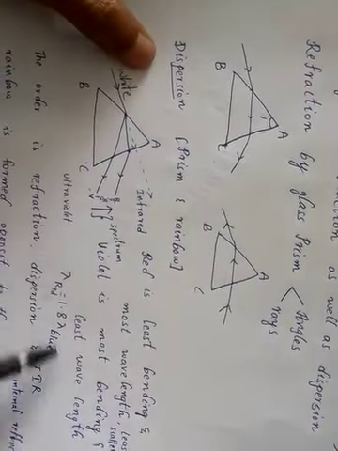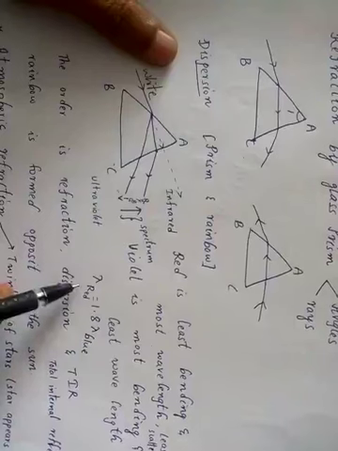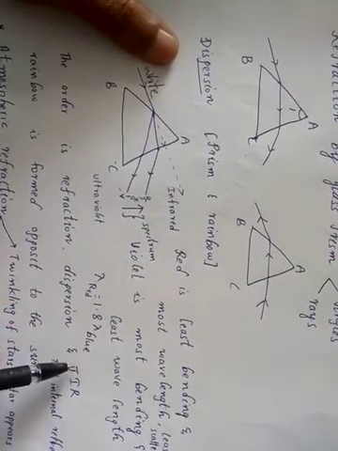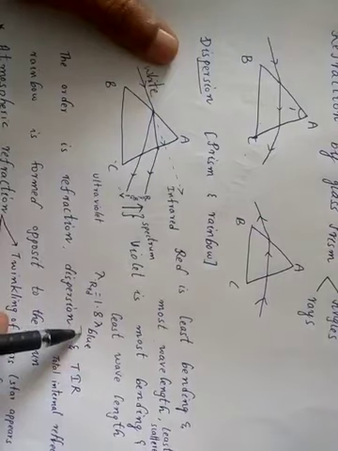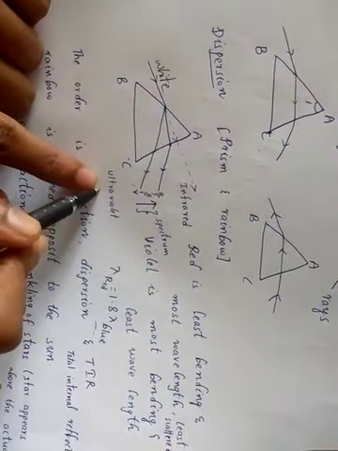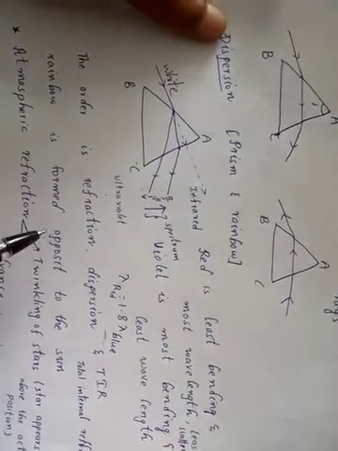In the same way violet is having least wavelength. In your textbook it is given that wavelength of red is equal to 1 by 8 times of wavelength of blue. So it is very small. Below violet region you will have ultraviolet light, and above red you will have infrared light.